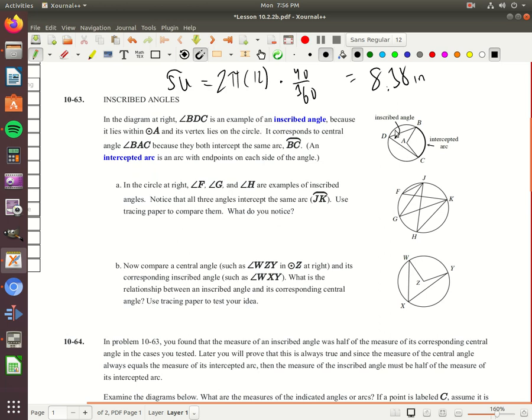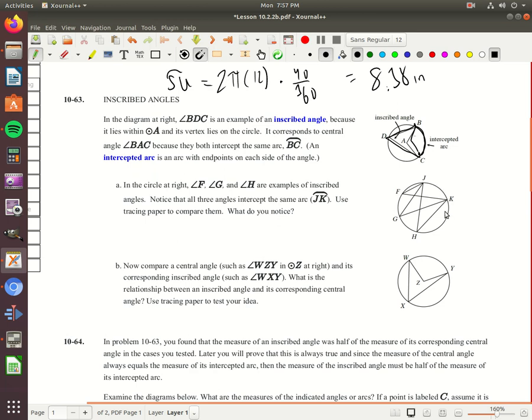So any of these would be an inscribed angle, where the vertex is on the circle. That's what we're looking for. Those are all examples of inscribed angles. So it corresponds to central angle BAC because they both intercept BC. So you'll notice this central angle intercepts the same arc as this inscribed angle because they both hit BC. So they both have the same intercepted arc.